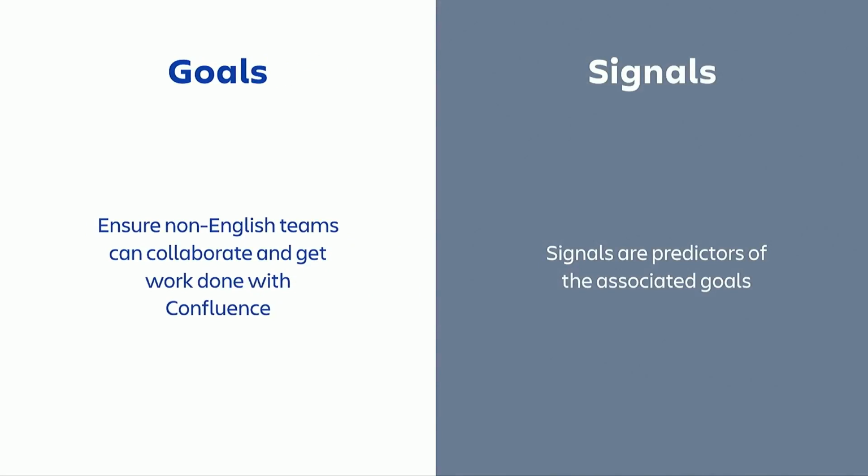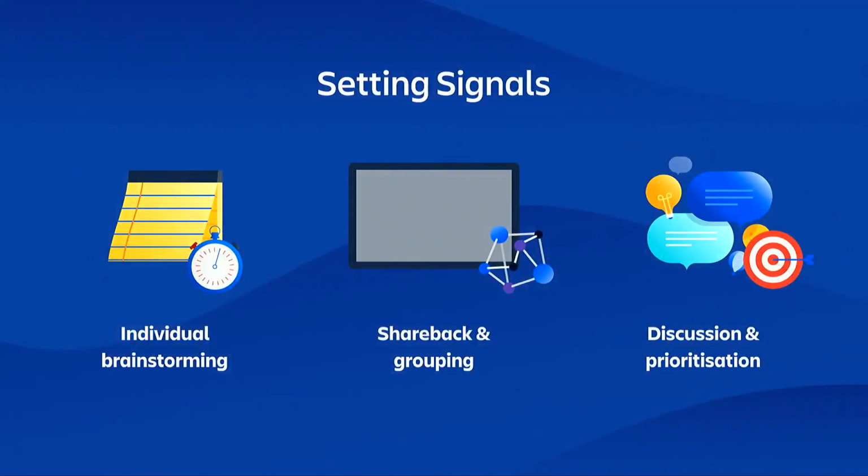We then looked at our signals. So these are the predictors of your associated goals. They're the behaviors that you see from your users, and they tell you whether or not you're being successful. Again, to get to your signals, run through that same process you did for each goal: 5 minutes individually, focusing on as many signals as you can, sharing and grouping, followed by discussion and summary. Again, make sure that you choose just 1 to 2 top signals for each goal so that you can set focus for your team.